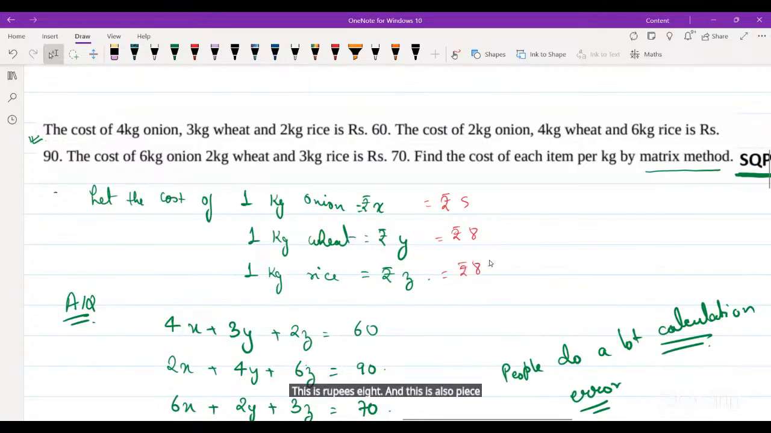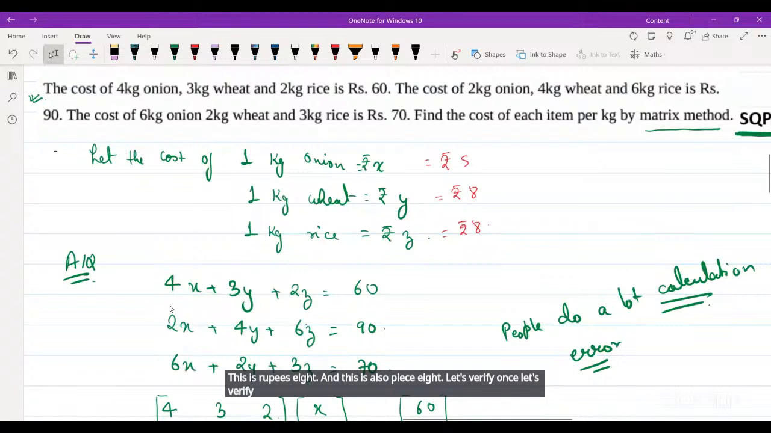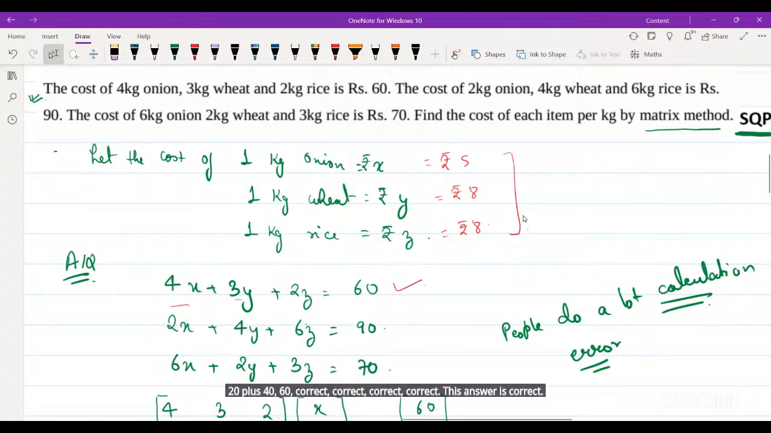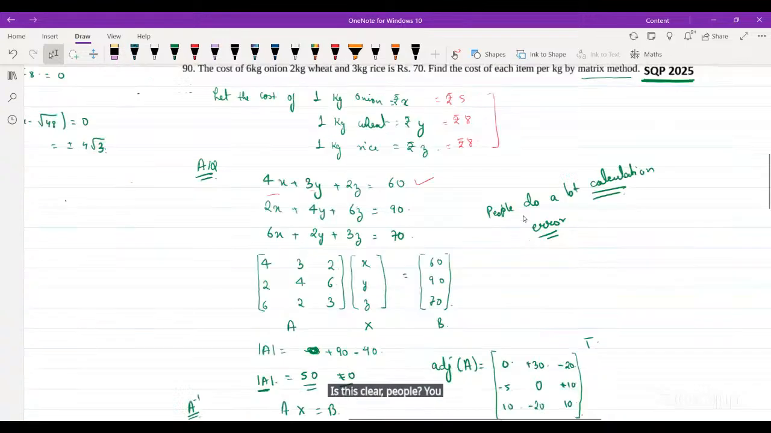Let's verify once. Let's verify. 20 plus 40, 60. Correct. This answer is correct. Is this clear, people? You understood how to solve a system of linear equations?